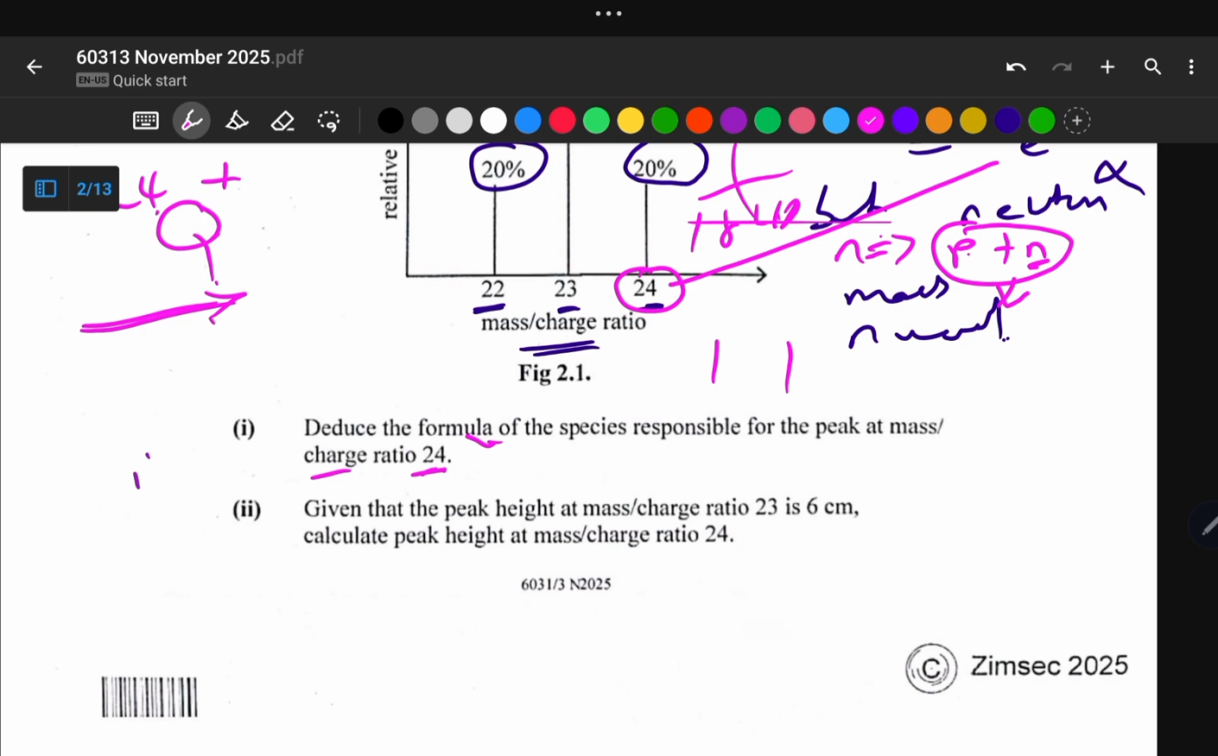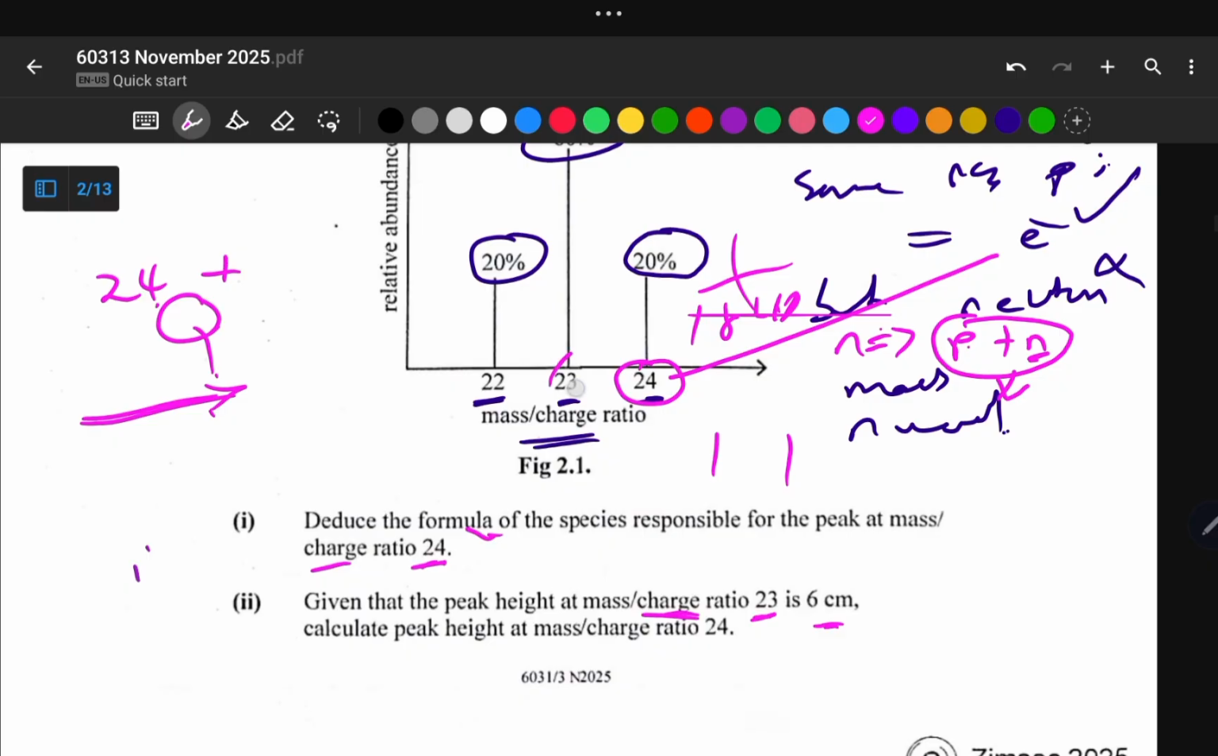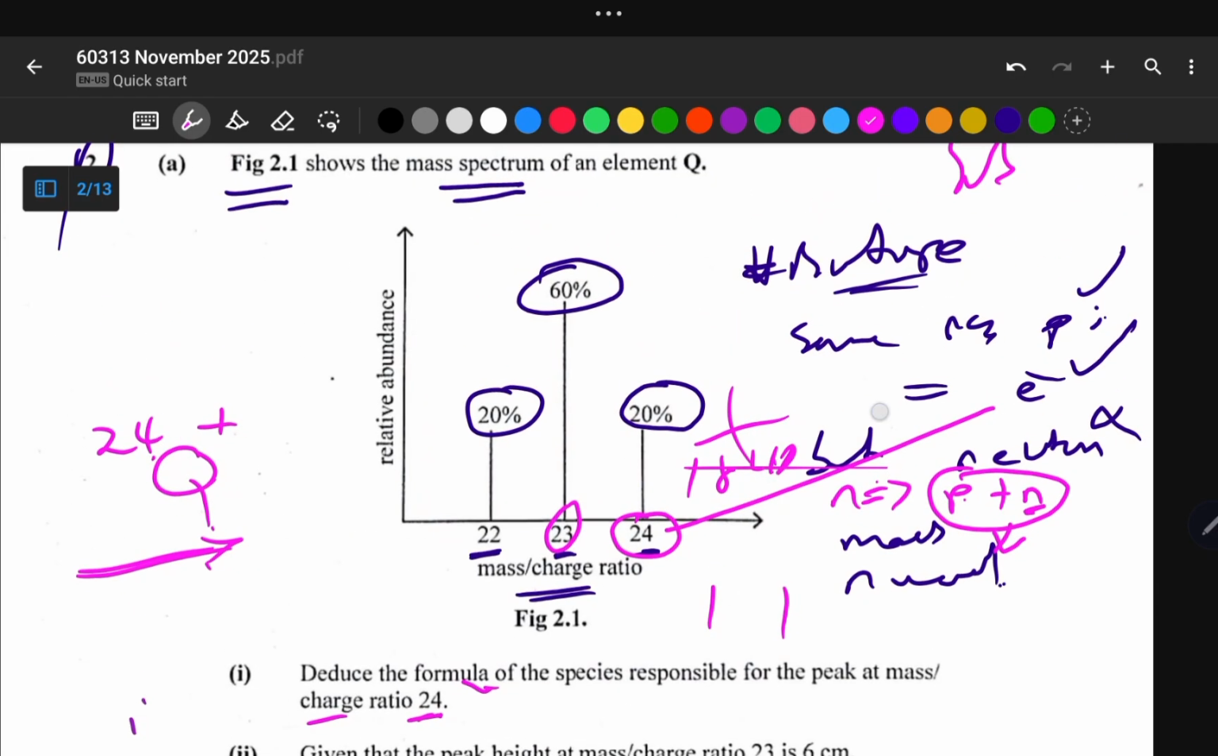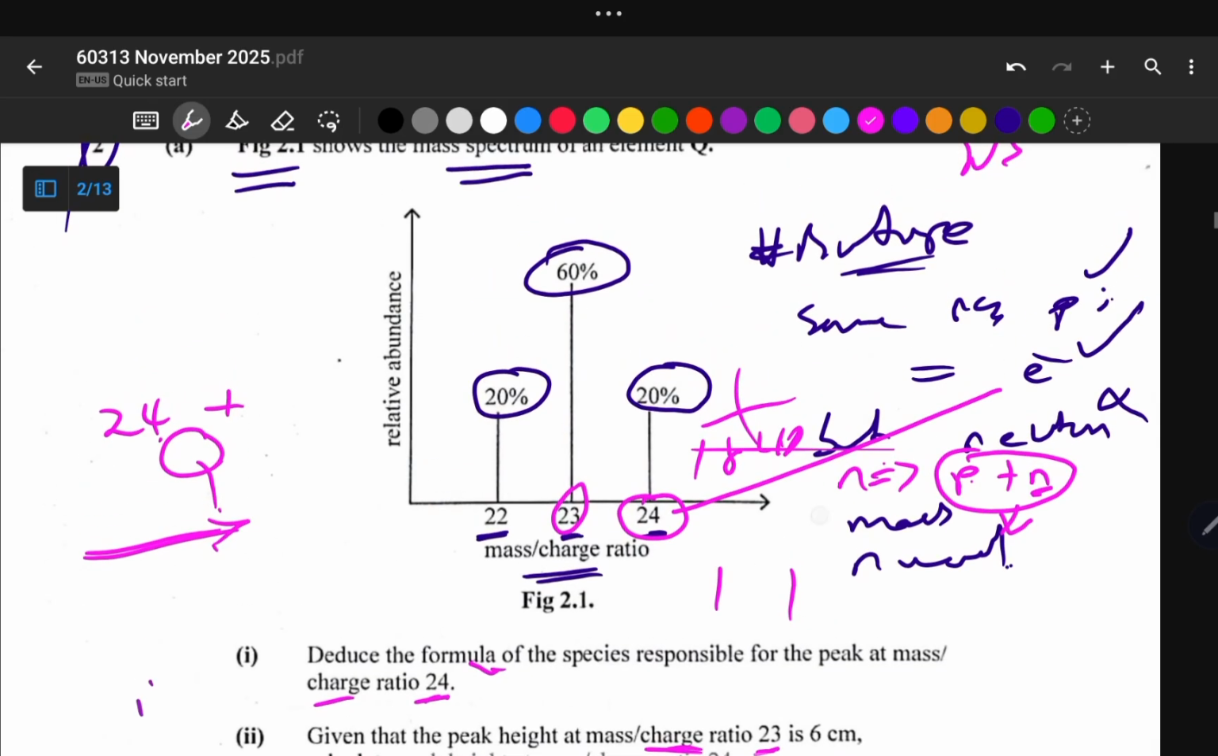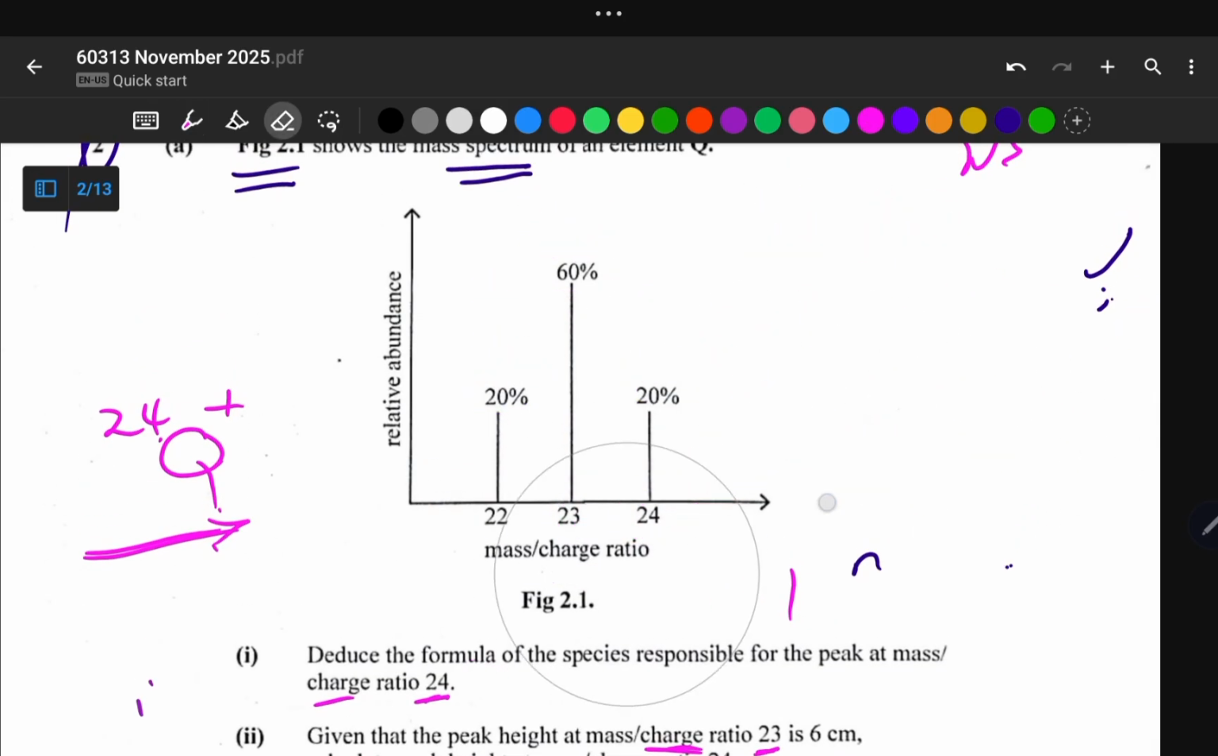So the next part says, given that the peak at mass per charge ratio 23 is equal to 6 centimeters. So this peak is equal to 6 centimeters, right? So calculate the peak height at mass per charge ratio 24. So we want to have the height, right? So let me clear here.